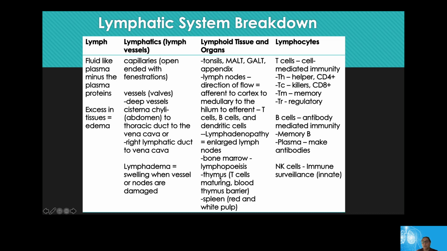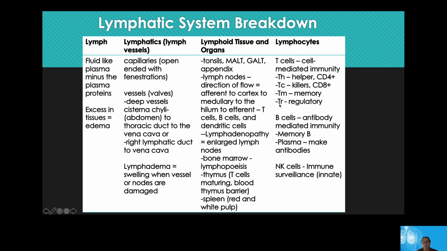Together, these lymphoid tissues and lymphoid organs are considered to be major sites for lymphoid activity because they store the different lymphocytes. The different types of lymphocytes that we've talked about include T cells, thymus-associated cells that produce their own type of immunity called cell-mediated immunity.